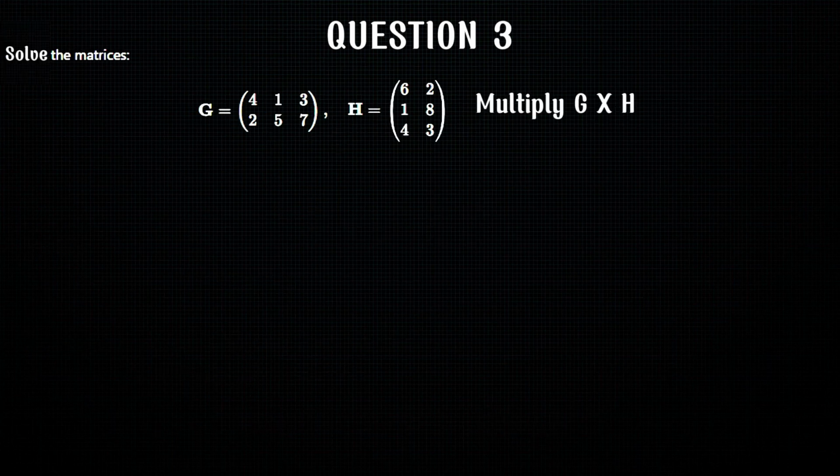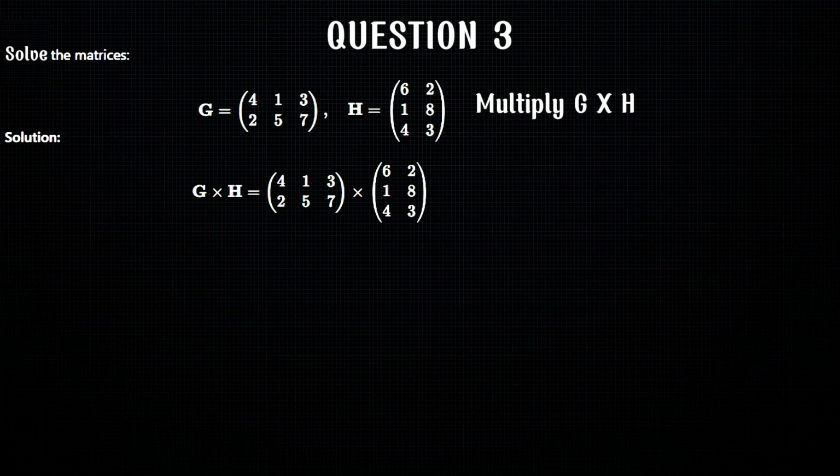Then the last question we'll be solving in today's class is: solve the matrices given, G in brackets, calling my figures in columns, that will be 4, 2, 1, 5, 3, 7, and matrix H in brackets, 6, 1, 4, 2, 8, 3, and close bracket, calling my figures in columns. So the question says multiply matrix G and H together. So how do we multiply these 2 by 3 matrices together? We put the two matrices beside one another and we multiply them.